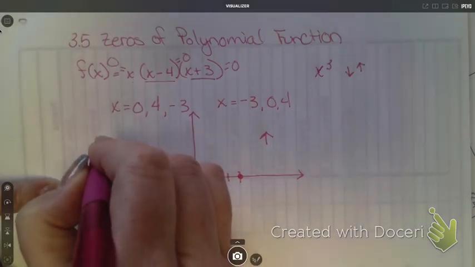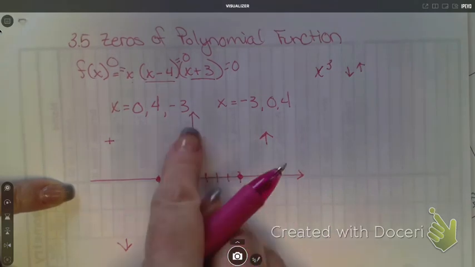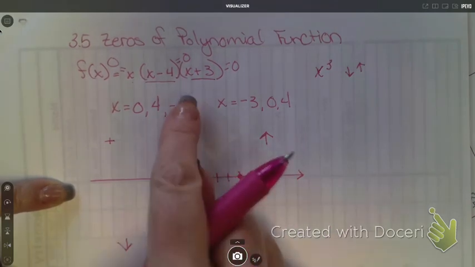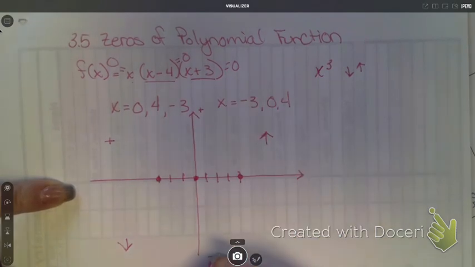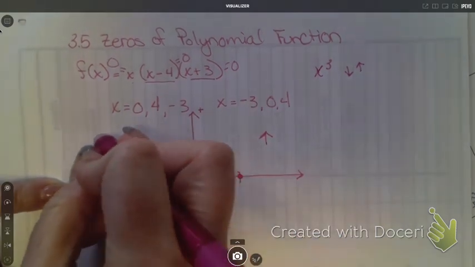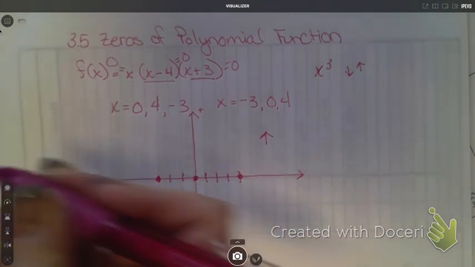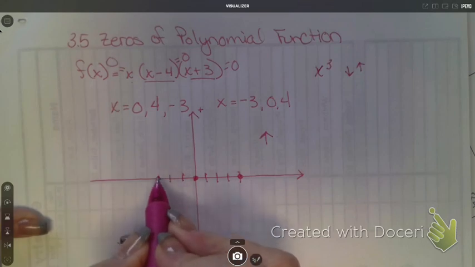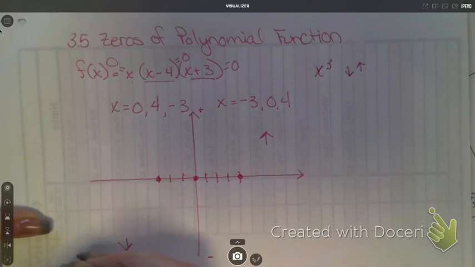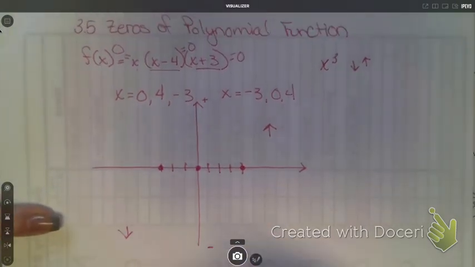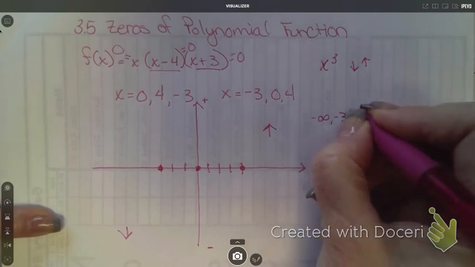Everything above the x-axis would be what? Positive, because this is the positive y-axis. Everything below would be what? Negative. So I have an interval from negative infinity, because that's over here, right? Negative infinity to where? Negative 3. So my interval is negative infinity to negative 3.